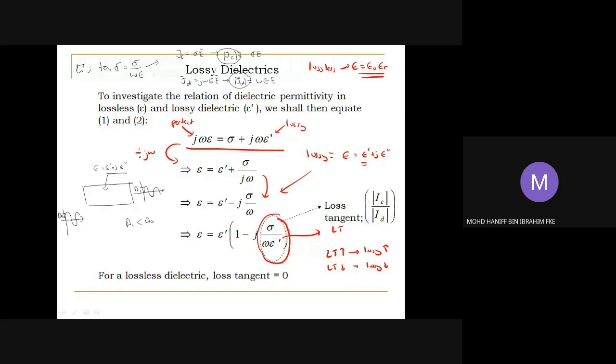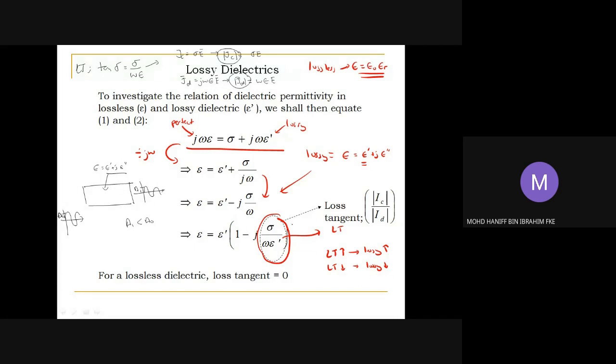So that's why I put it here that the loss tangent, in terms of the formulation, is sigma over omega epsilon, and it is actually equal to the ratio between the conduction current and the displacement current. Evidently, this equation shows that if we have higher conductivity, it means that the material is lossy. High conductivity means that the material is lossy.